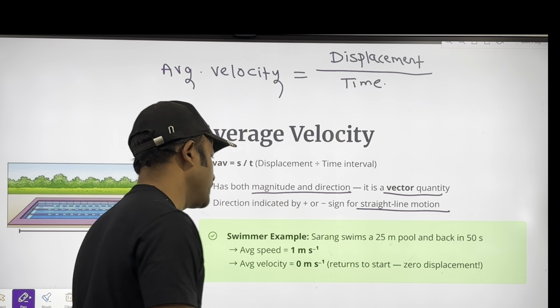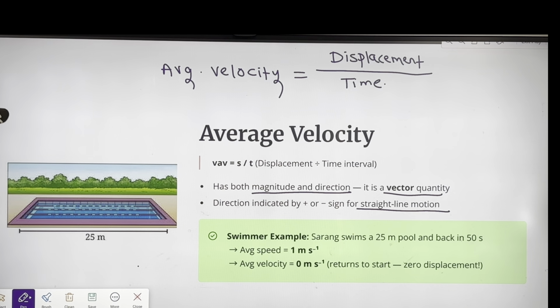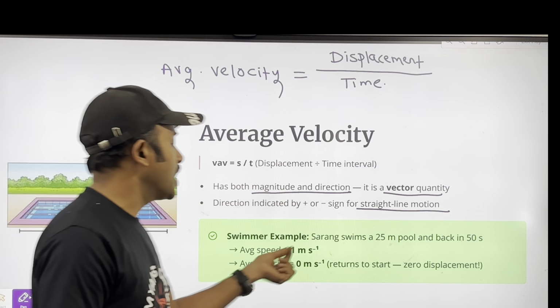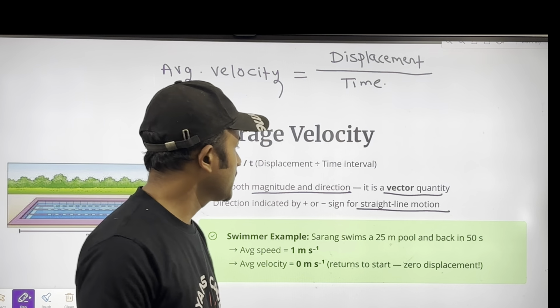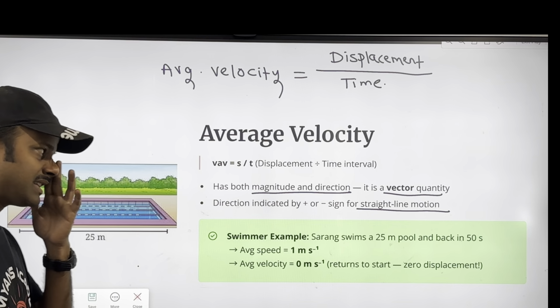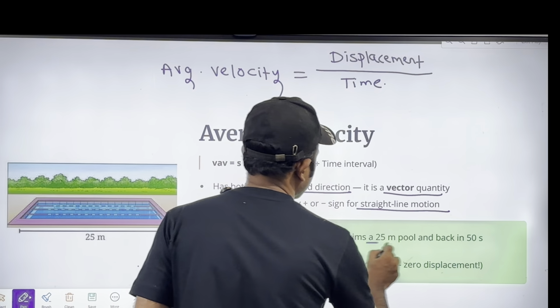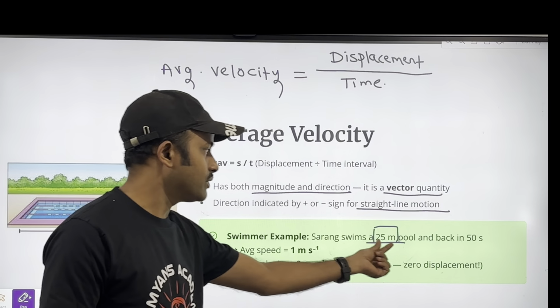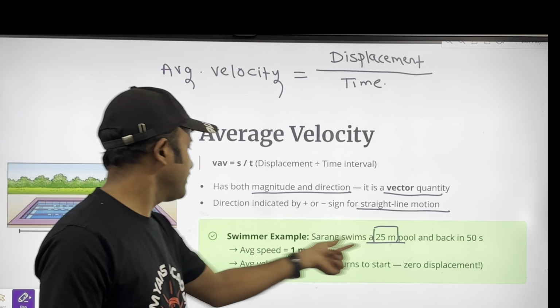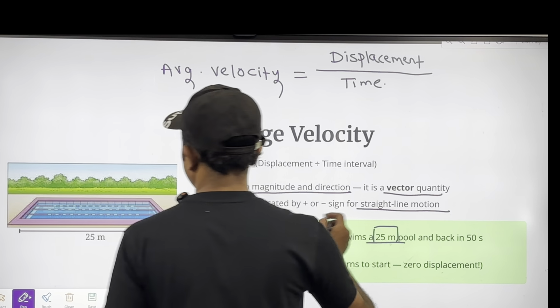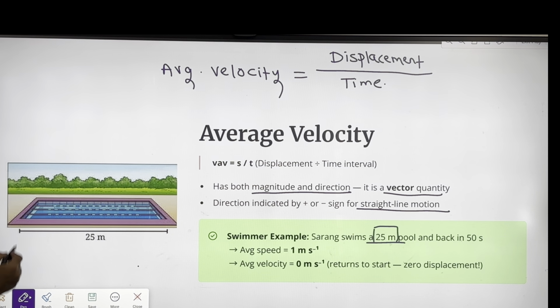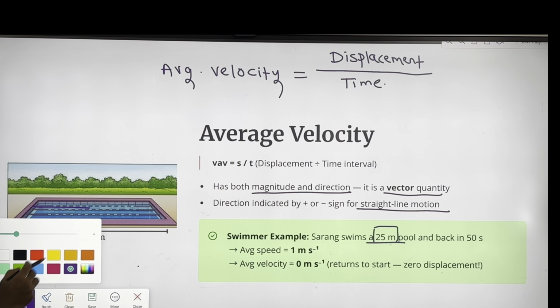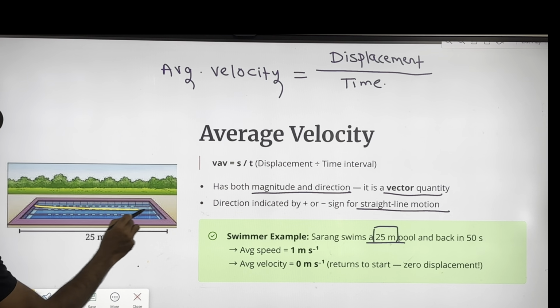Here we have one example, the swimmer example taken from your textbook. Saran swims a 25-meter pool and comes back in 50 seconds. How much distance does Saran swim in the pool? 25 meters. Let us say this is a 25-meter swimming pool, and the person covers 25 meters, like this.